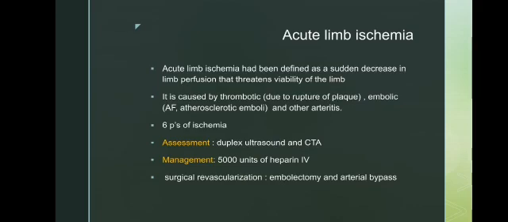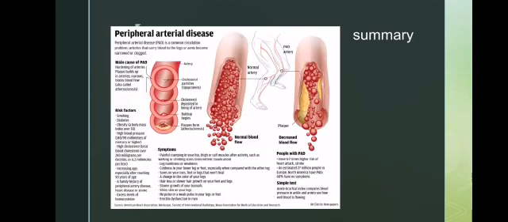Urgent assessment is done by duplex ultrasound or CTA, and the management includes immediate heparinization by 5,000 units of IV heparin, which will prevent any further thrombosis. Surgical revascularization is done by embolectomy or arterial bypass, and very occasionally endovascular techniques can be used. So, this was all about peripheral arterial disease.